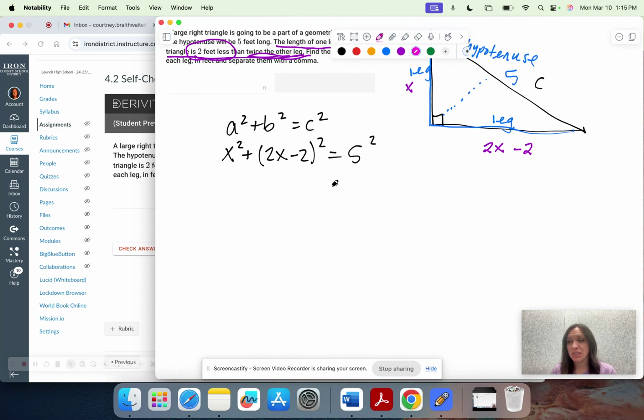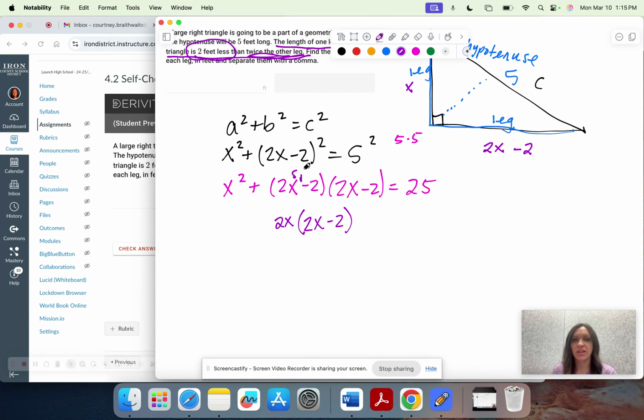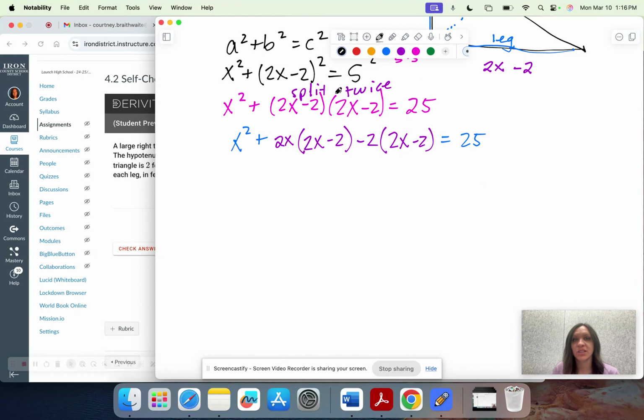So we have to get this equal to 0, and we have some multiplying to do. So I'm going to write this factor as 2x minus 2 times itself. And then 5 squared, that's 5 times 5, which is 25. So we're going to multiply this out. So 2x times 2x minus 2, I'm splitting this one, and then minus 2 times 2x minus 2. Remember, we write this one twice when we multiply. And we still have x squared, and we still have equals 25. We're just going to have to multiply and combine like terms.